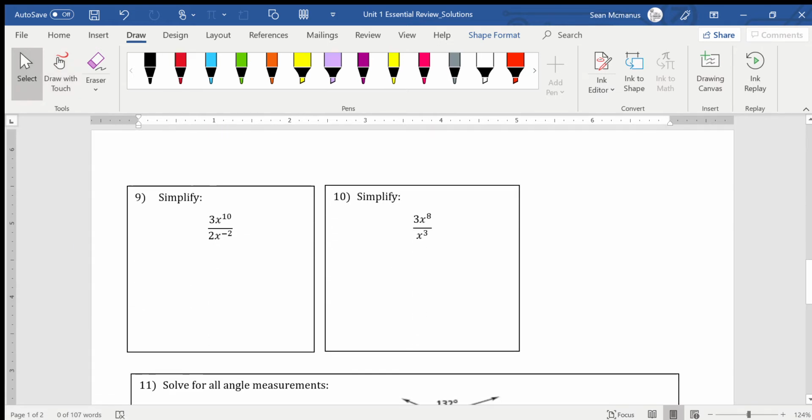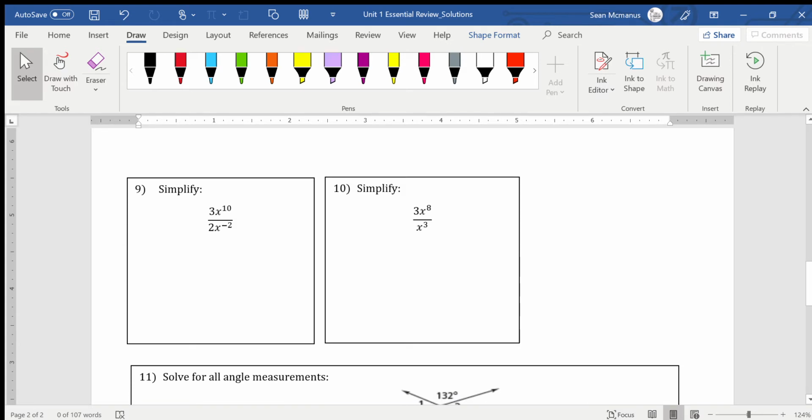Two more that have to do with exponent rules, number 9 and number 10. I can see here on number 9, if I look at the bottom, I have a negative exponent. Whenever I have a negative exponent, that tells me it's really the inverse. So a simple way to think of it, I want to move it to the other part of the fraction. If I don't want a negative exponent, I'm going to move it to the other part of the fraction.